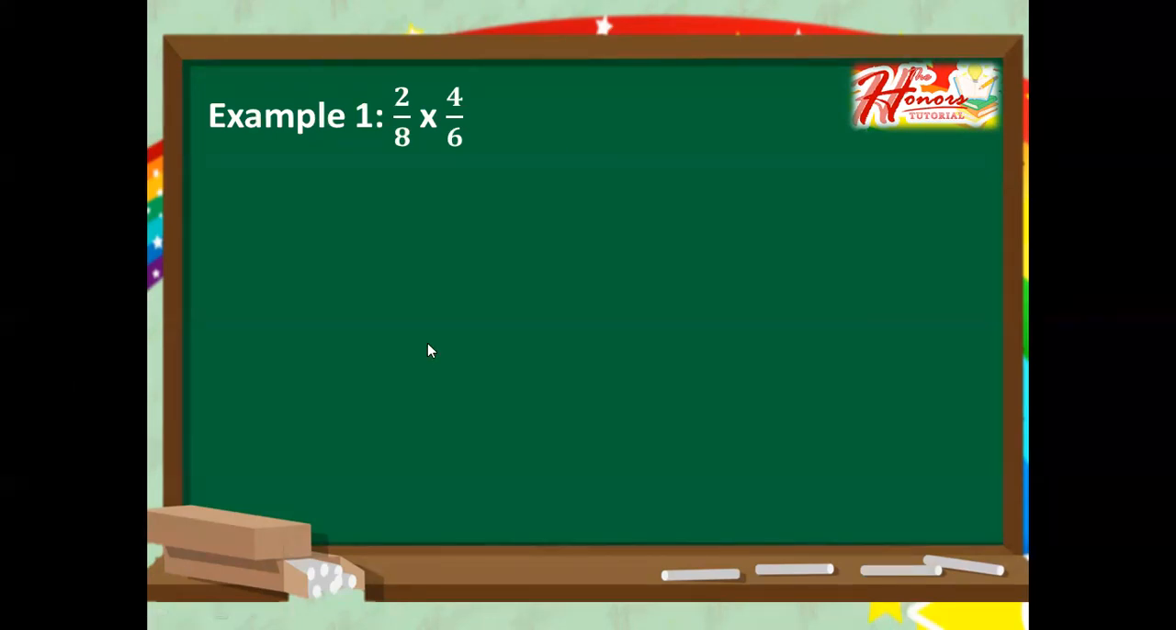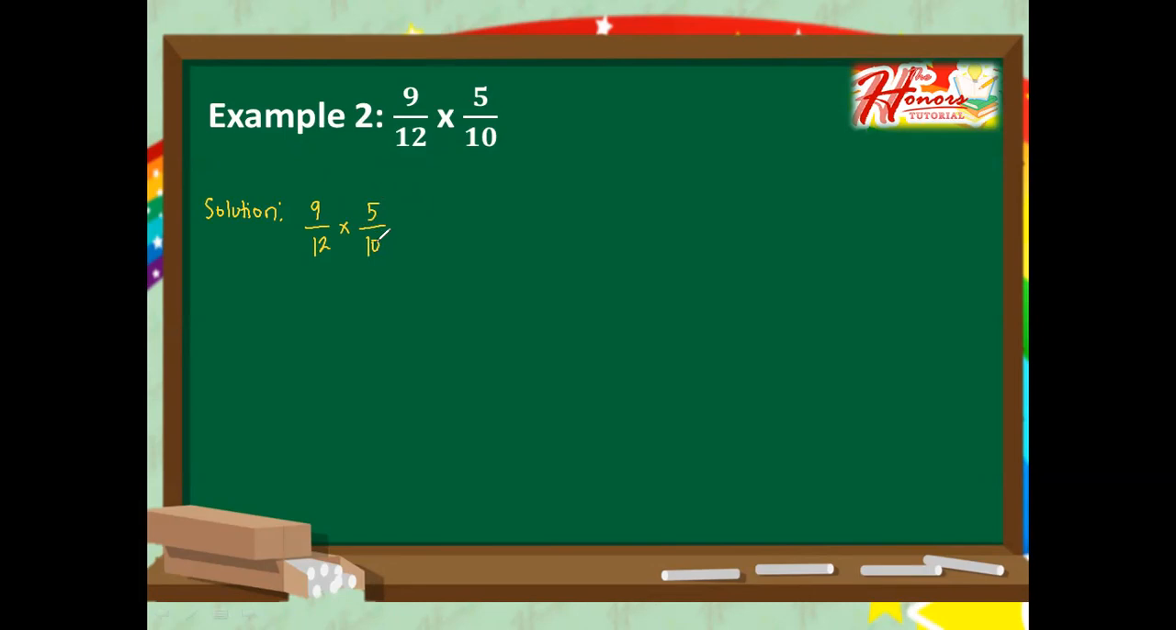Let us have another example. We have here 9 over 12 times 5 over 10. Let's just copy the given. So that is 9 over 12 times 5 over 10. Let me just use the second way that I have shown you earlier. Let's do the cross multiplication method.